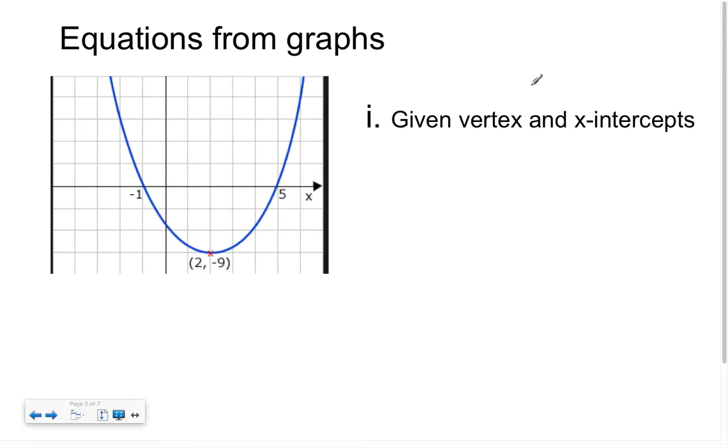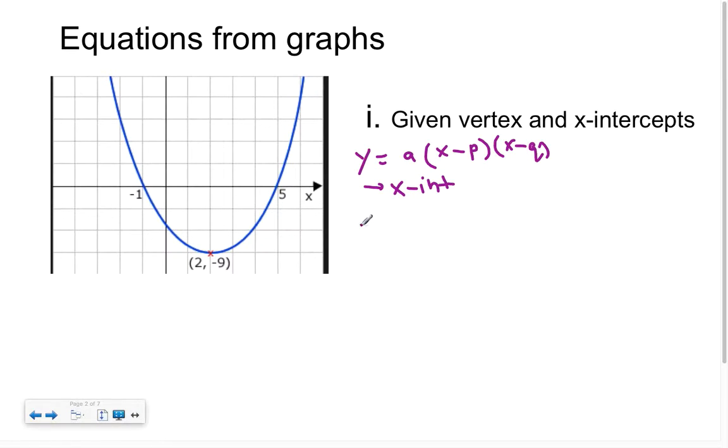Okay, today we're going to talk a little bit about making equations based on a given graph. So we have two choices when we're looking at a graph. We can start with an equation in factored form: y equals a, our stretch factor, onto x minus p, onto x subtract q, where p and q are our x-intercepts. So this is the best equation to start with if we're given our x-intercepts.